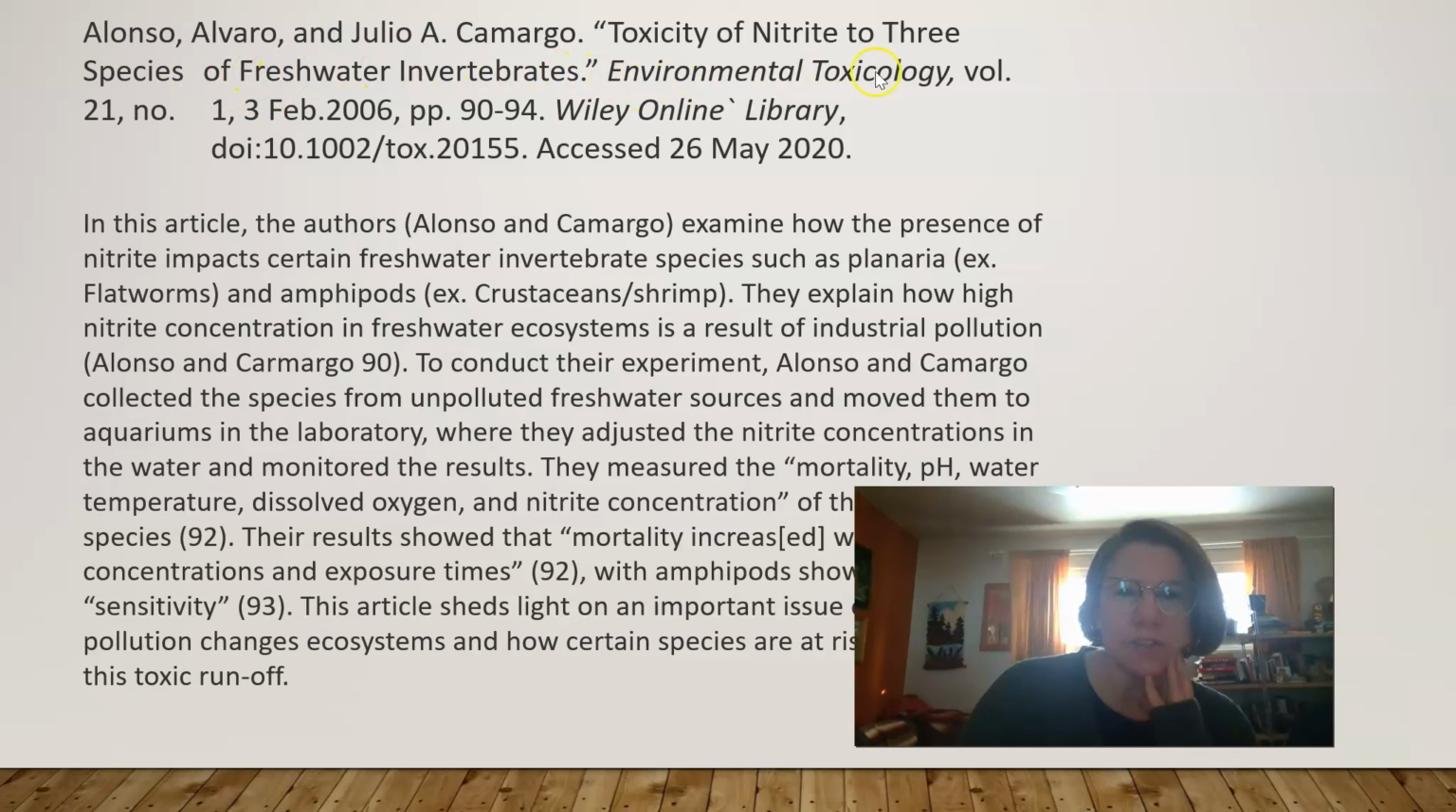You include the journal name. So this one's Environmental Toxicology. You include the volume number. Usually there's an issue number, but it may or may not have one. You include the date, the page range. So this is a 4-page article. You don't need to include the database for this one. You would need to include the DOI if there is one, or the URL, and the date accessed.